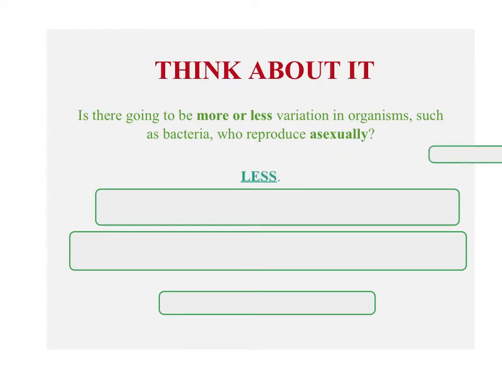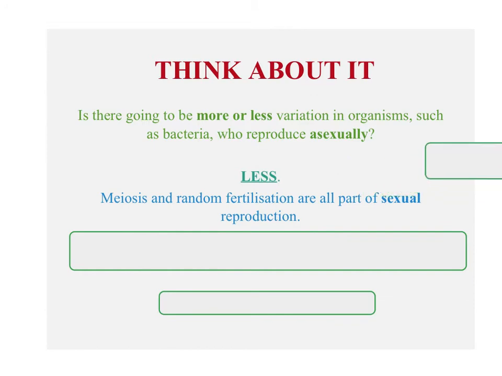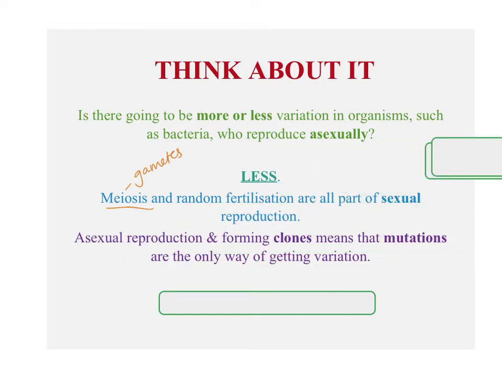There's going to be less variation. And this is because 2 out of 3 of the processes that are involved in inducing variation in a population, meiosis and random fertilisation, for example, are only applicable to sexual reproduction. So if we recap those terms, we know that meiosis is the production of gametes, and those are required for sexual fertilisation, so sperm and an egg coming together. And random fertilisation is the random joining of those gametes. If we're cloning ourselves, i.e. reproducing asexually, we're not going to get any of those gametes and the resulting fusion being produced.